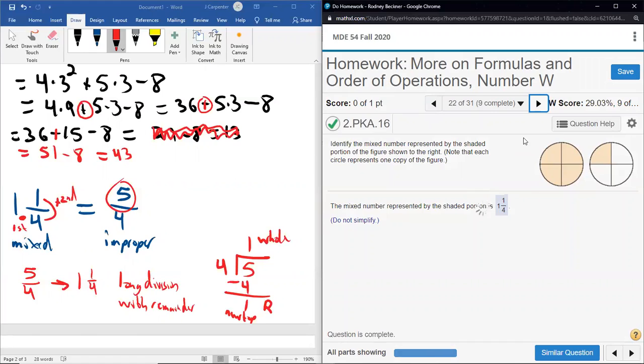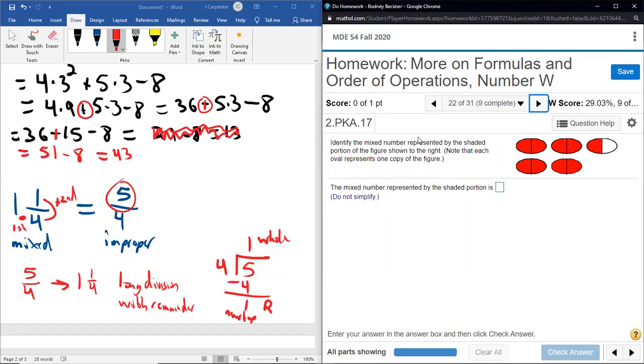All right, another one like that. Identify the mixed number represented by the shaded region. Note that each oval represents one copy of the figure, in other words, one whole. So this is a whole, this is a whole, this is a whole, this is a whole. So 1, 2, 3, 4 wholes, and then this one is divided into halves, into 2, one of which is shaded. So the mixed number would be 4 1/2.